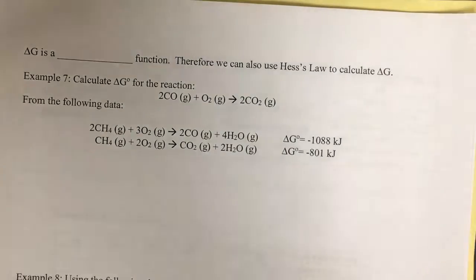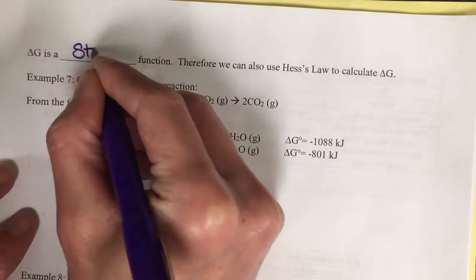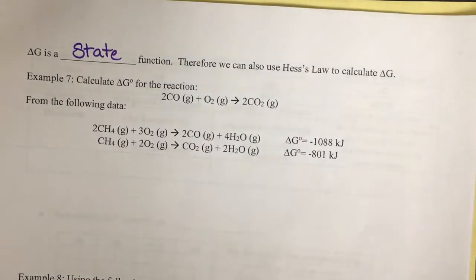Delta G is a state function. Now remember, we talked about state functions with enthalpy as well. State functions do not depend on the path that's taken. We only care about the initial state and the final state, and we're looking at the change. So way back when in the fall, we looked at Hess's law, and we used Hess's law to calculate changes in enthalpy. We can also use Hess's law to calculate changes in free energy.